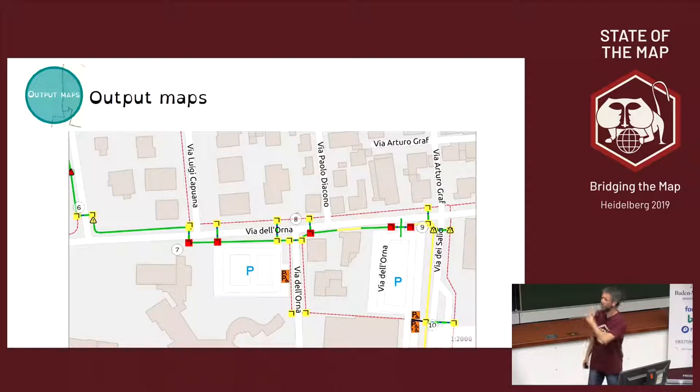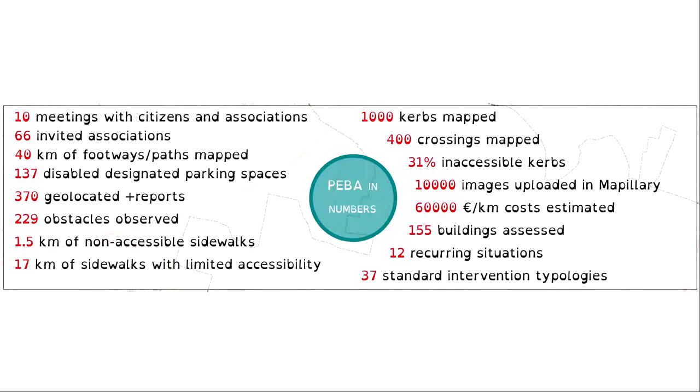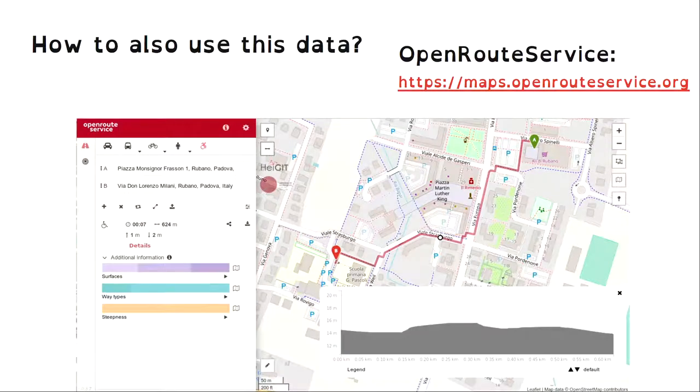This is one of the parts of the maps in the plan of the city, so it's all OpenStreetMap. And some numbers: we collected more than 10,000 images in Mapillary. It's 40 kilometers of footway paths mapped, people involved, specific elements mapped, just to give you a rough idea of the effort.